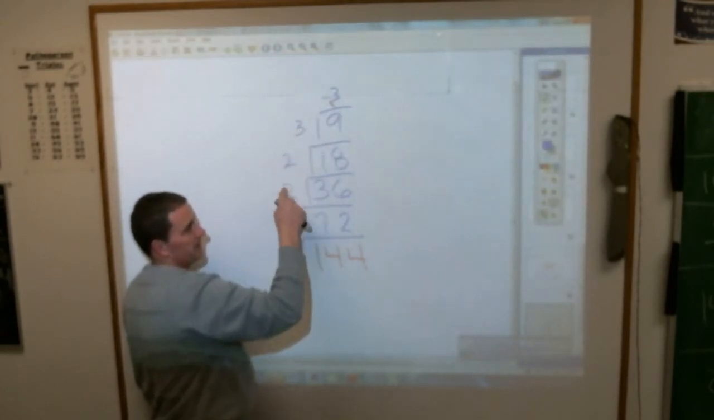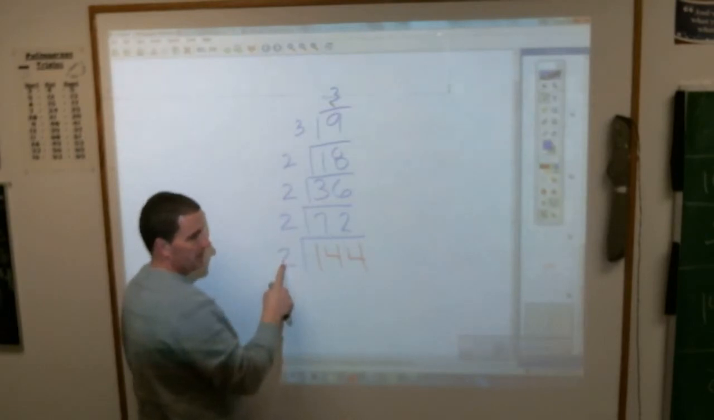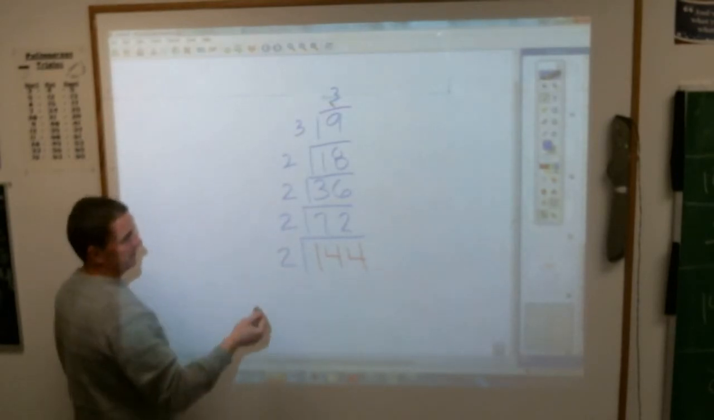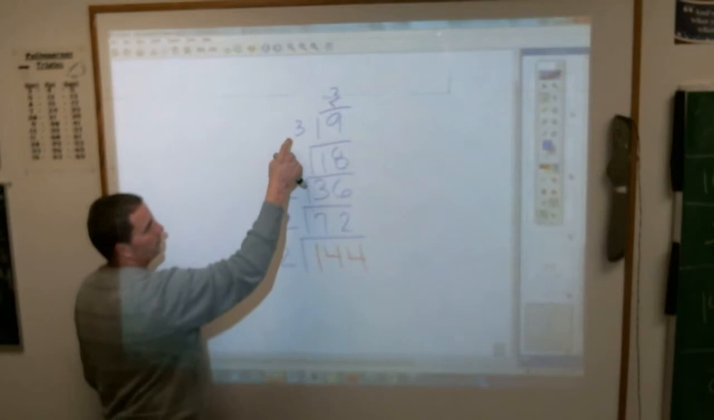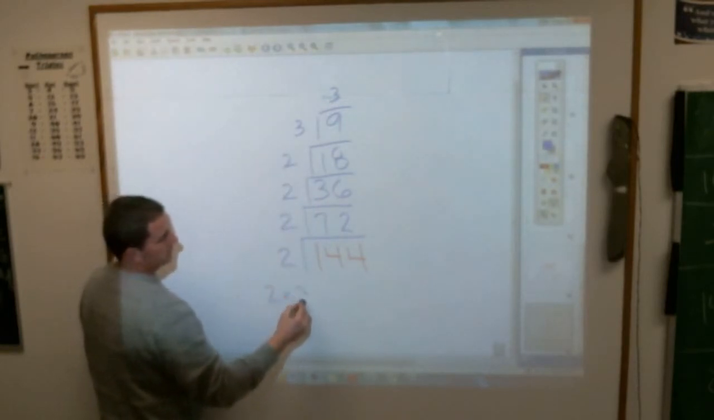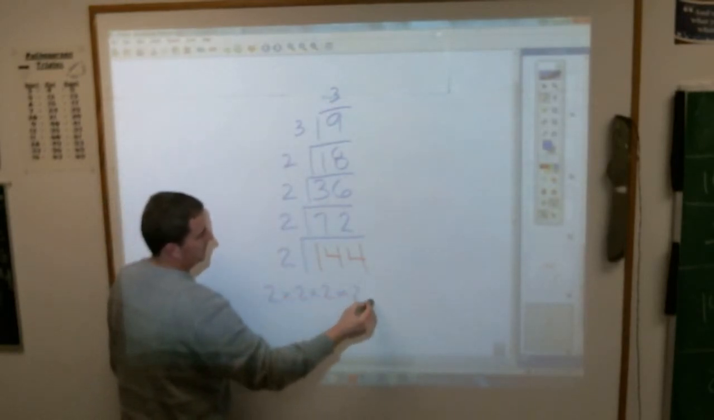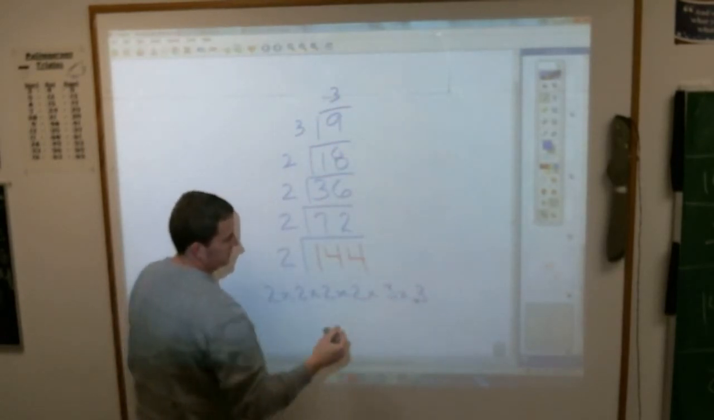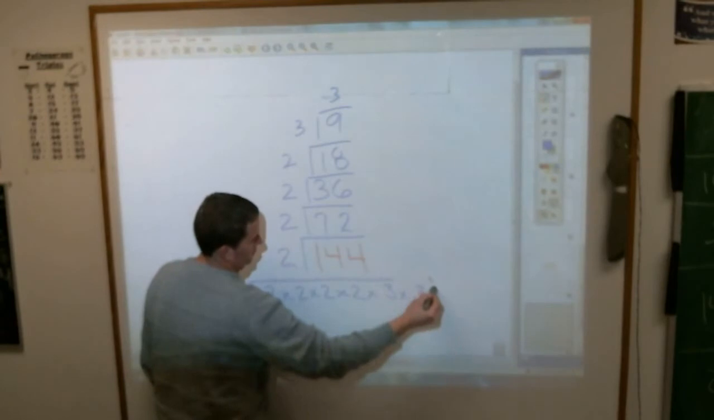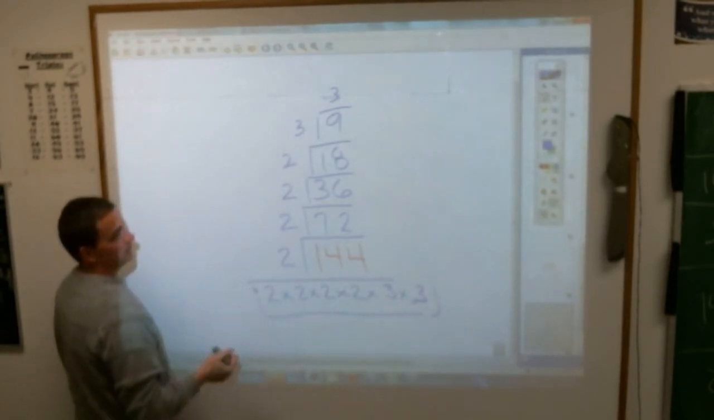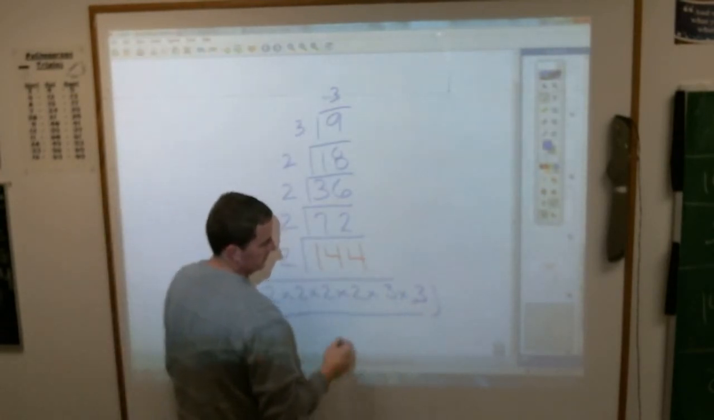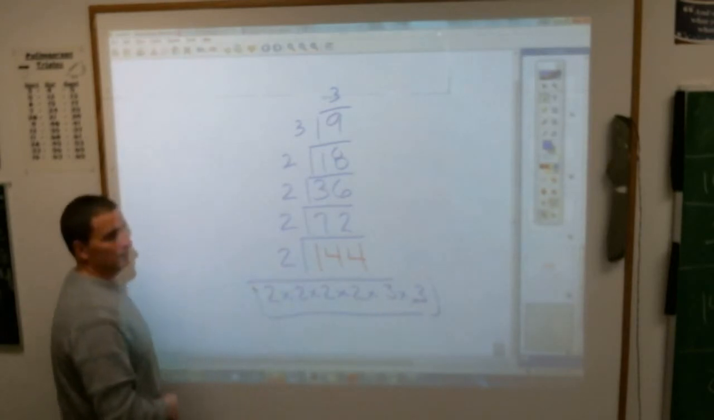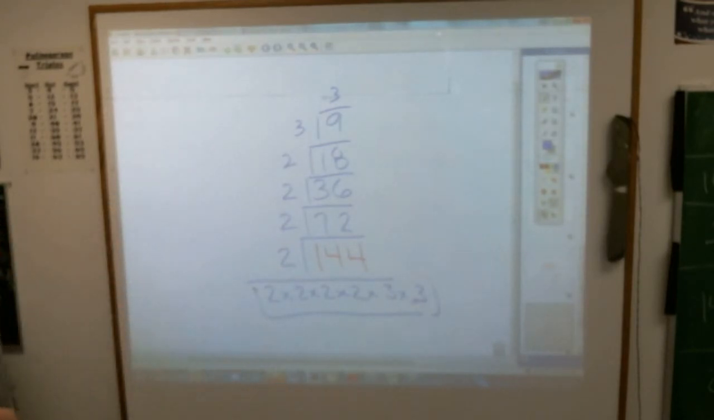All of these things outside of the box are your prime numbers that get multiplied together to get you. So I've got 1, 2, 3, 4, 4 2s and 2 3s. This is the prime factorization of 144. If you were to multiply all that together again, you would get 144.